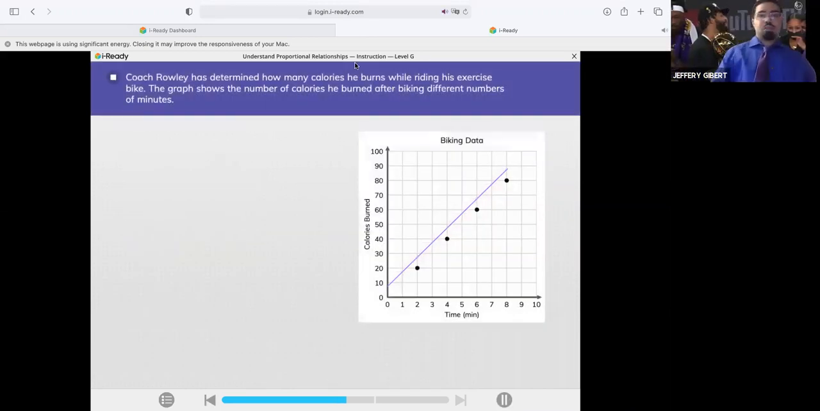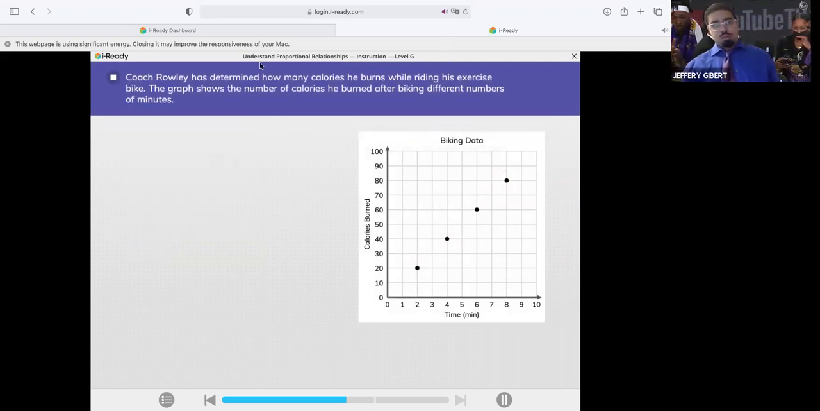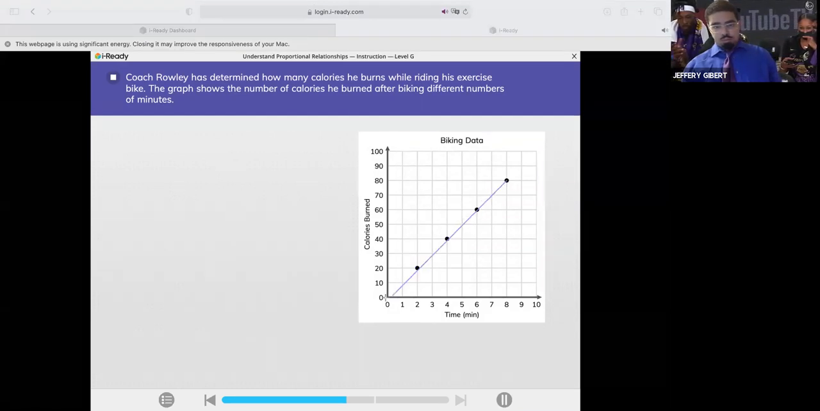Coach Rowley has determined how many calories he burns while riding his exercise bike. The graph shows the number of calories he burned after biking different numbers of minutes.